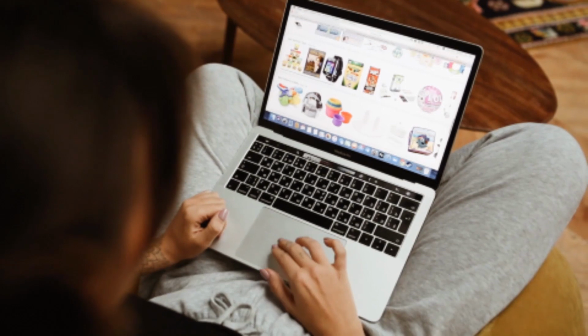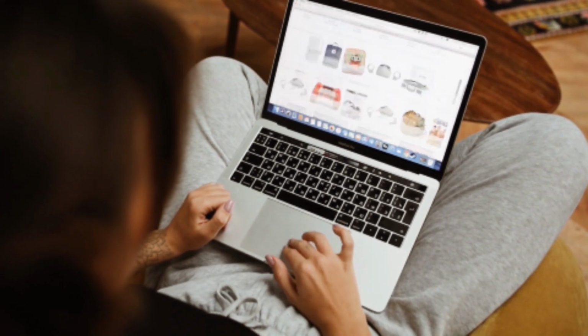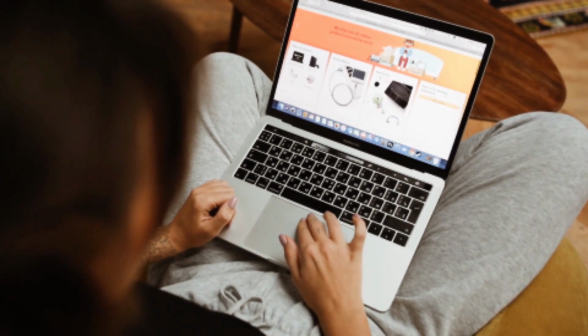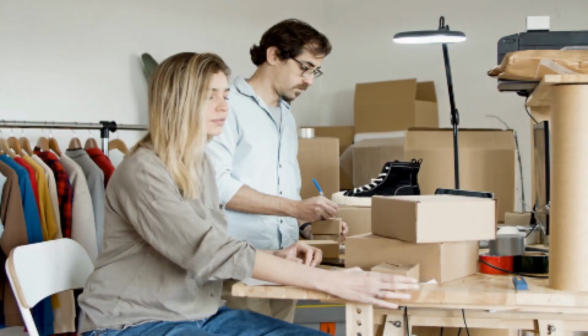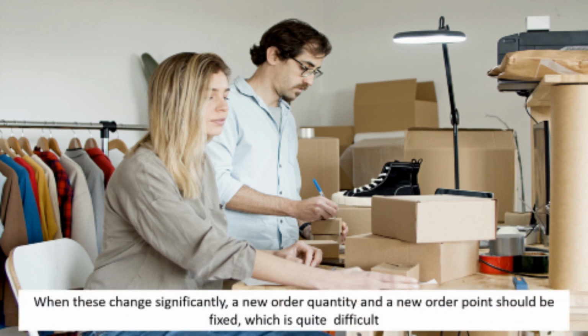Then the system assumes stable usage and a definite lead time. When these change significantly, a new order quantity and new order point should be fixed, which is quite a difficult task. It means, because of irregularity in consumption and at the same time uncertainty from the suppliers, that needs to be reworked again and again when you are following this model.